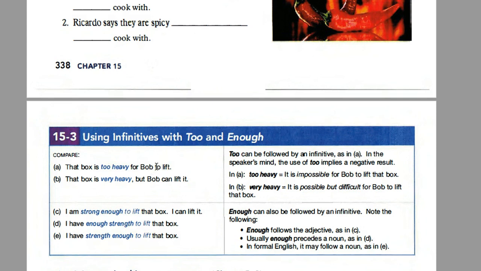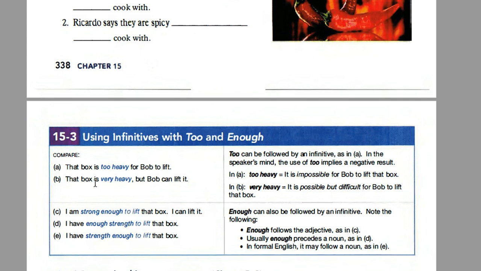So to gives some implied meaning about the possibility or impossibility. So A, it is impossible for Bob to lift that box. The box is too heavy for Bob to lift. It means it is too heavy and there is no way to find any strategy to carry the box. So it mentioned to here for negative results or negative meaning.